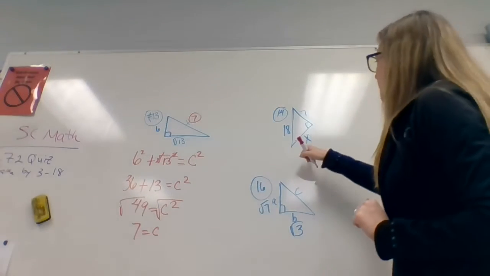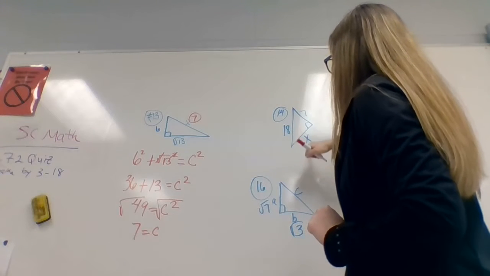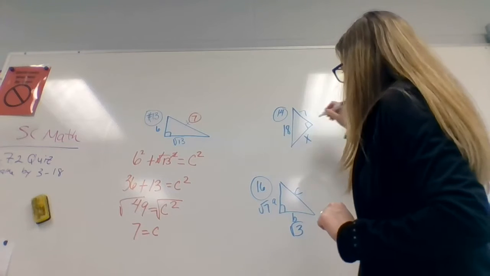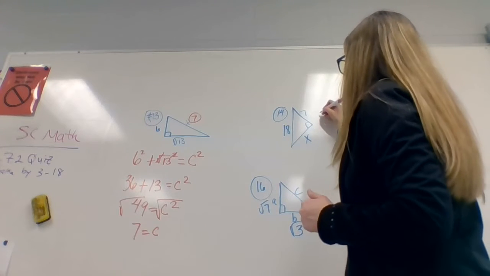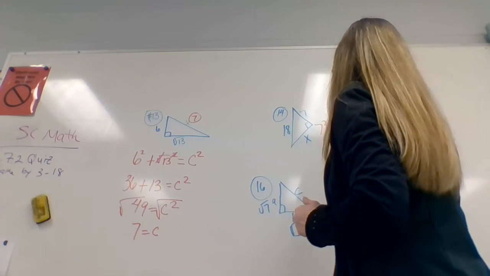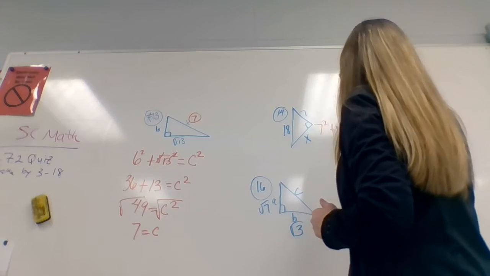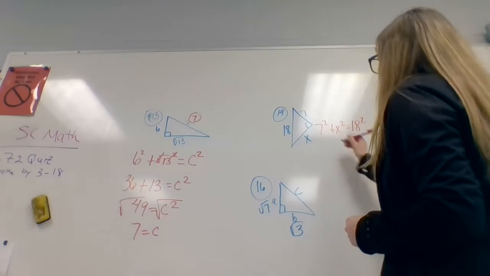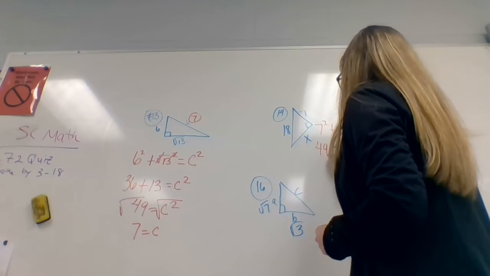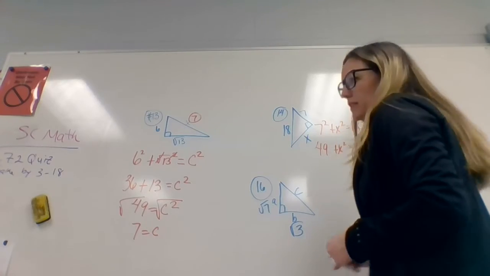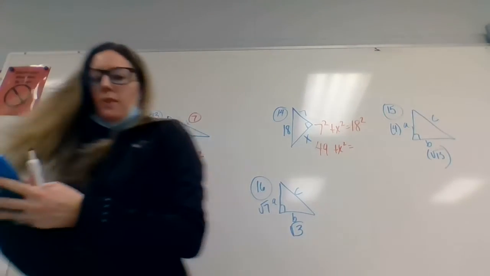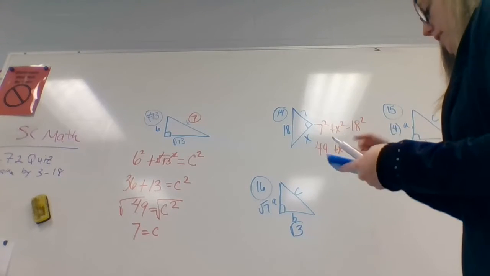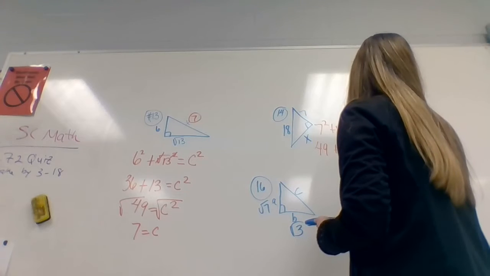Looking at number 14, I'm given a leg, I'm given 7. I'm looking for another leg because I'm given the hypotenuse, or this side directly across. So I'm going to set it up as 7 squared plus x squared equals 18 squared. Remember, your hypotenuse is always c. So 7 squared is 49 plus x squared equals, and let me grab my calculator, I wish I could do 18 squared in my head, but 18 times 18 gives me 324.